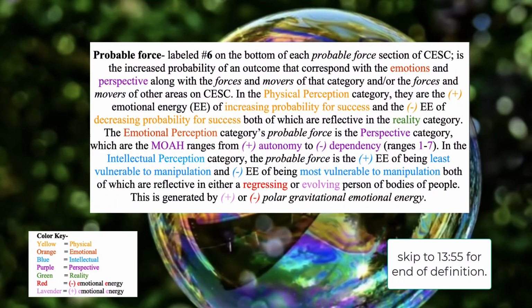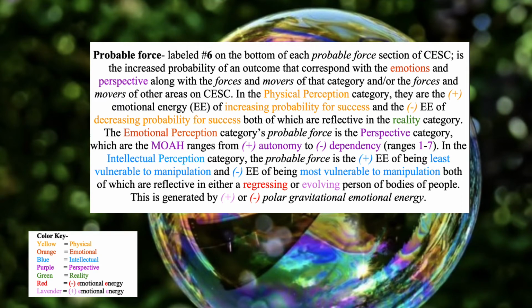Labeled number 6 on the bottom of each probable force section on Claudi's emotional spectrum chart is the increased probability of an outcome that corresponds with the emotions and perspective along with the forces and movers of that category and or forces and movers of other categories on Claudi's emotional spectrum chart. In the physical category, they are the positive emotional energy of increasing probability for success and the negative emotional energy of decreasing probability for success. Both are reflective in the reality category.